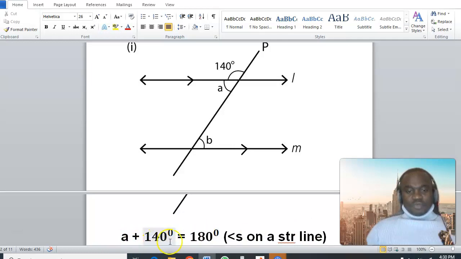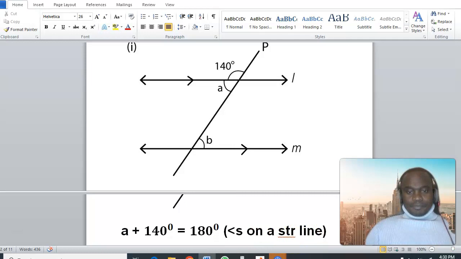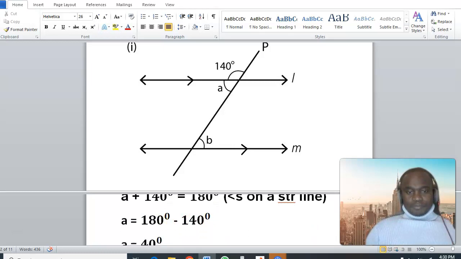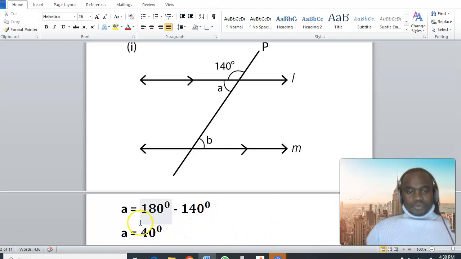A plus 140 is equal to 180. Angles on a straight line. Then 180, if you transpose this plus 140 degrees, we are going to have minus 140 degrees. So 180 degrees minus 140 degrees is going to give us 40 degrees. So A is equal to 40 degrees.